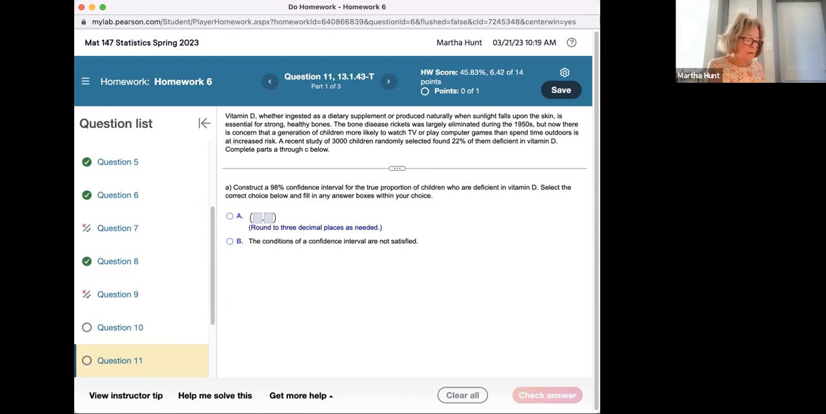We've got that extra little thing to do. 0.22 times 3,000 is 660. So input is going to be 660 for the number that are deficient, 3,000 for the number in the sample.